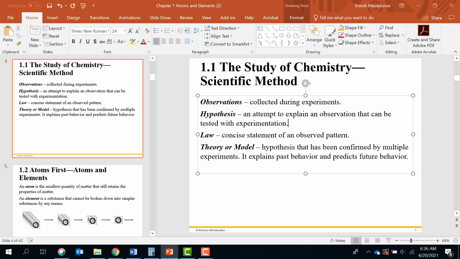And then a law is a concise statement of an observed pattern. So that's the, okay, so you know, oh, I'm allergic to cats. This is a very simple example. And then you come up to a little bit higher than law, it's a theory and the model. In order to confirm a theory, you need to do so many experiments, and then you know that it is correct. So that is the scientific method.